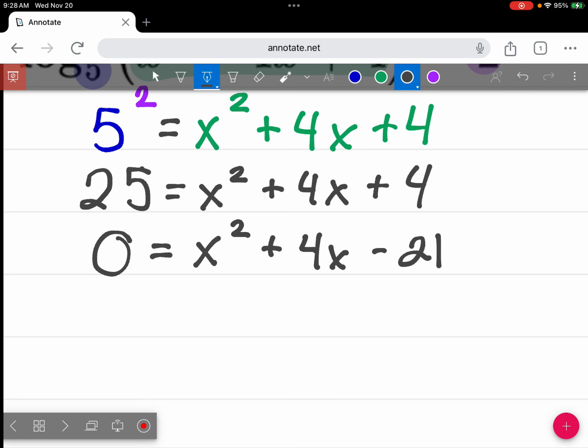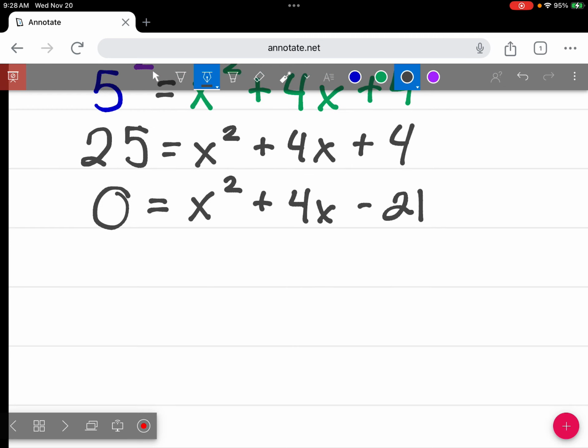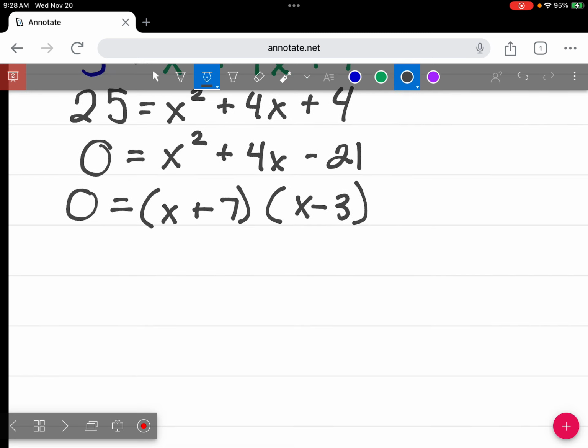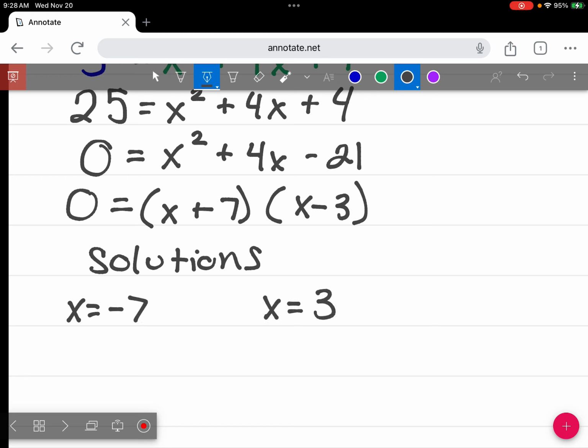Now we want to do our factoring. So our factored form would be x plus 7, x minus 3. So our solutions, we have x equals negative 7 and x equals positive 3.